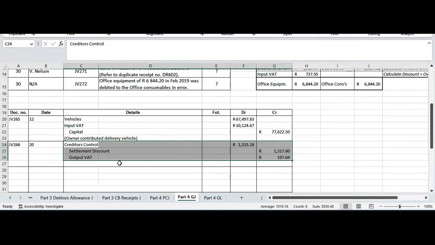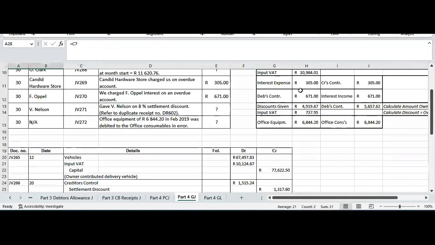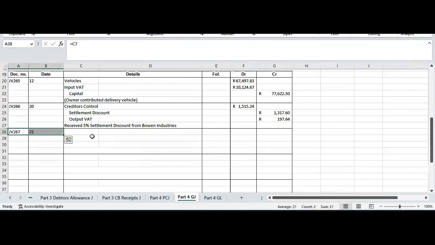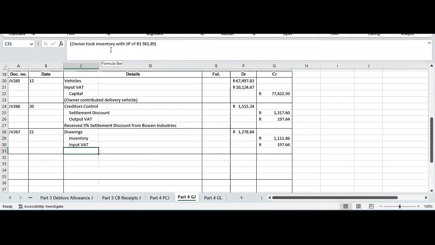Okay, so this we calculated already, and we must put our reason, and the reason is that we received a 5% settlement discount from Bowen Industries. Next one, the document number and the date, of course, was given. There, the third transaction, we calculated everything and we said what is debited and what is credited. So we are just transferring it to our journal again. And then, of course, we must put the reason in there. And the reason is that the owner took the inventory with a selling price of 1981.